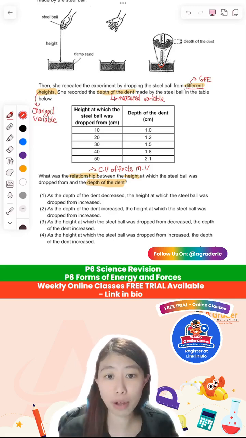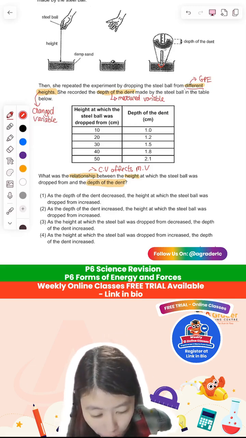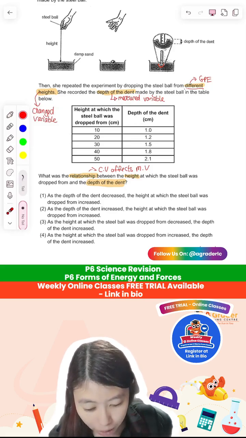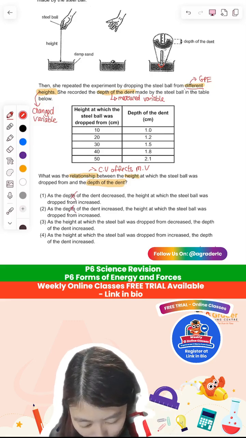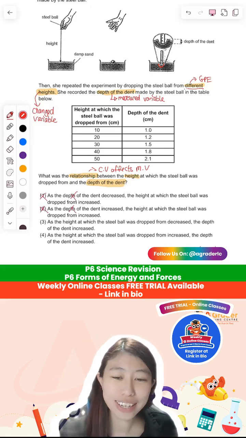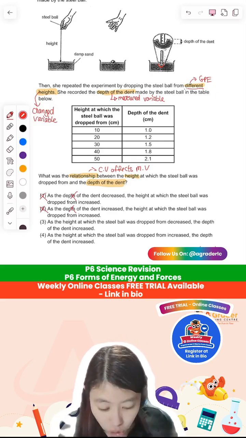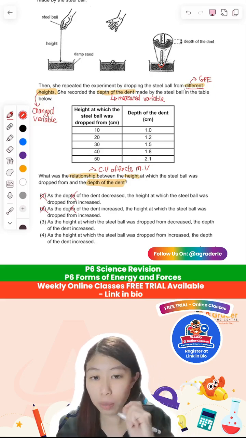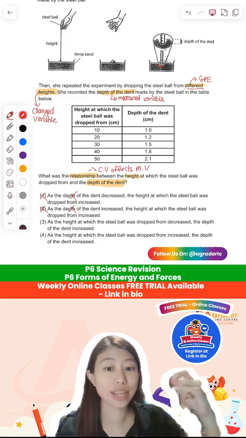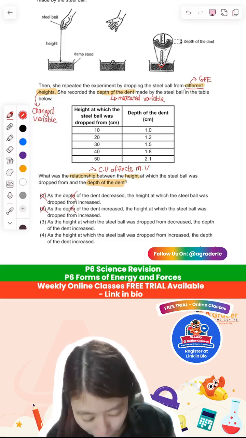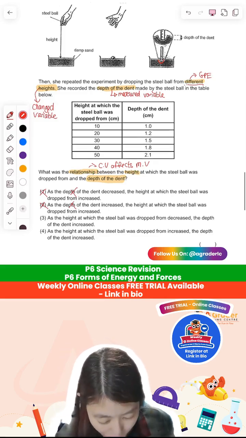So you must talk about the change variable first. Since depth is my measured variable, we cannot talk about the depth first. I will cross out 1 and 2. Understand? Everybody okay? So the change variable, the height of the ball, will affect my results. Change variable changes first, then it affects my measured variable. So the answer is number 4.